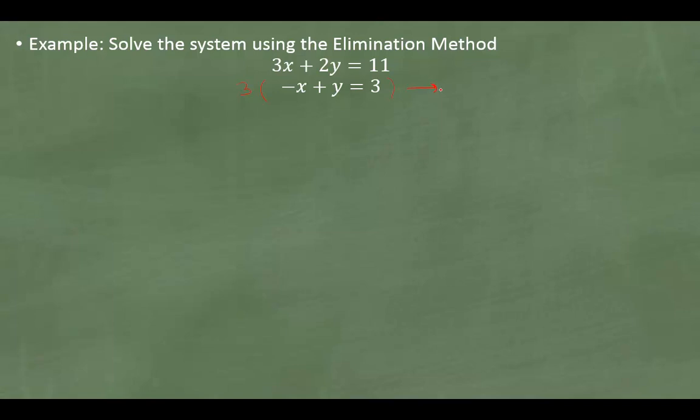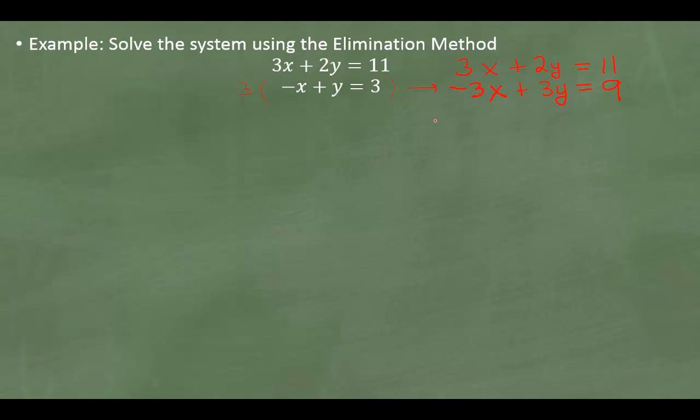Multiplying that equation by 3 gives me negative 3x plus 3y is equal to 9. And the top equation stays the same: 3x plus 2y is equal to 11.